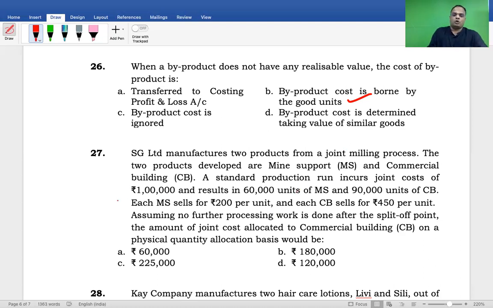On what basis should we apportion? Total joint cost is how much? 1 lakh. That joint cost was incurred for two different products, MS and CB. Physical unit means what ratio? 60,000 to 90,000, am I right? So apportion in a 6:9 ratio. If I apportion 1 lakh in the 6:9 ratio, what is the joint cost for CB, which they are asking? 60,000 for CB. Yes, sir. Good. Whereas MS gets 40,000.